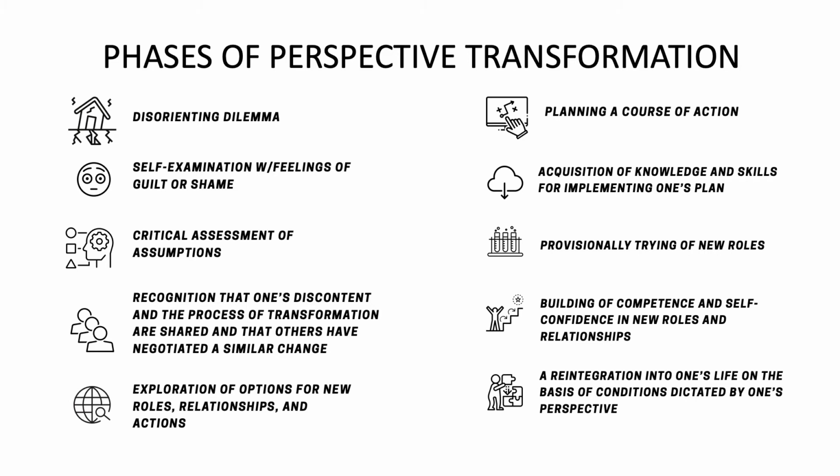Planning for a course of action is the next phase. This is when the learner figures out what steps they need to take to get to where they want to be. Then we have the acquisition of knowledge and skills for implementing one's plan. And this is the phase when a person downloads and develops resources to achieve the steps in their plan of action. And that's followed by provisional trying of new roles.